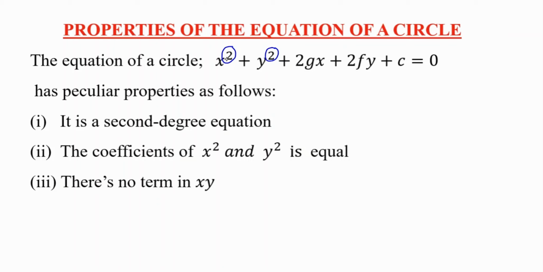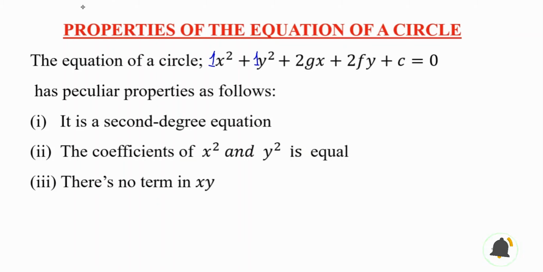So that is one. The second one says that the coefficient of x squared and y squared is equal. Let's look at this. The coefficient of x squared here is 1, and the coefficient of y squared here is 1. And that makes it an equation of a circle. So for us to term an equation as the equation of a circle, following the three properties, the second one is saying that they must have the same coefficient.